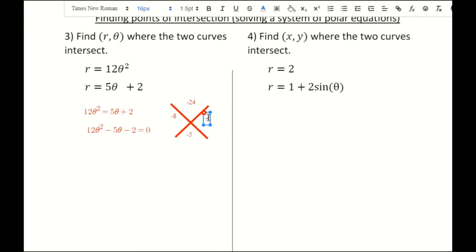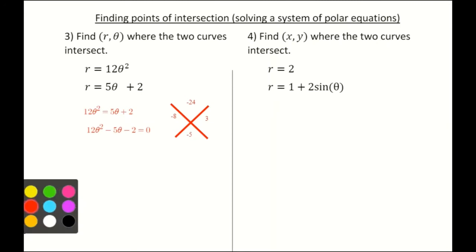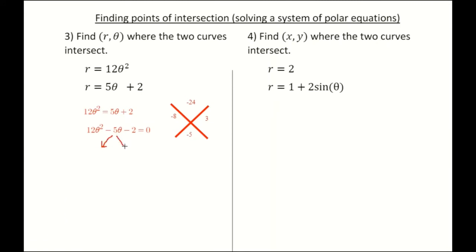And so once we come up with those two numbers, we are going to split up this middle term. The rest of the equation will stay the same. And so we should get 12 theta squared minus 8 theta plus 3 theta minus 2 equals 0.